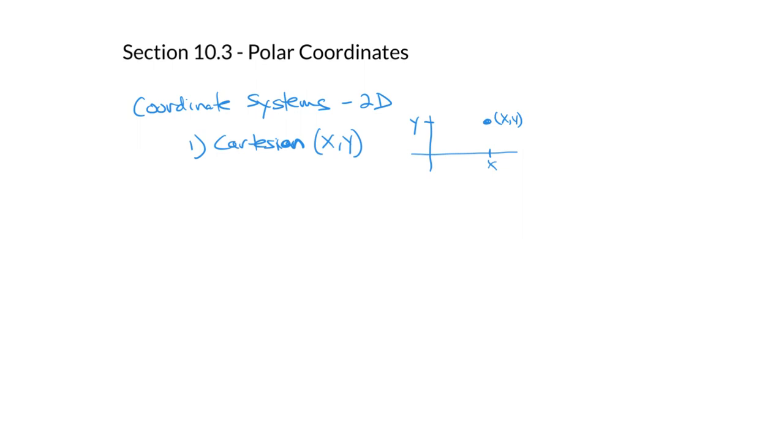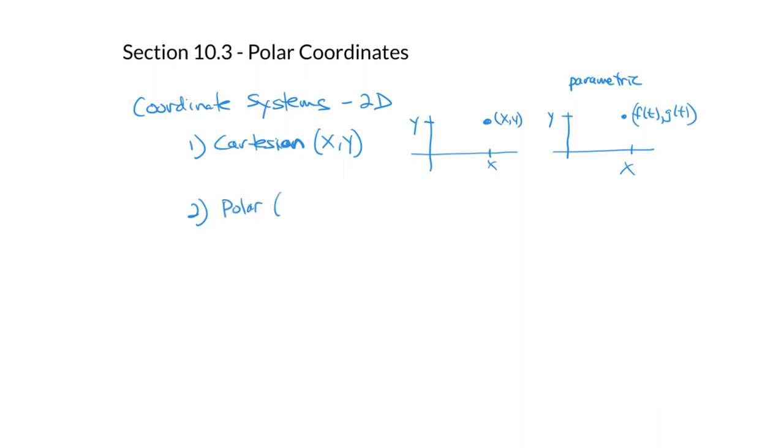And even when we use parametric equations, in 10.2 we used parametric equations and they use the same system, but here x and y would be functions of t, right? So we had f of t and g of t. When we're using parametric equations, they still use the Cartesian coordinate system. The one we're going to look at today, though, is the polar coordinate system.